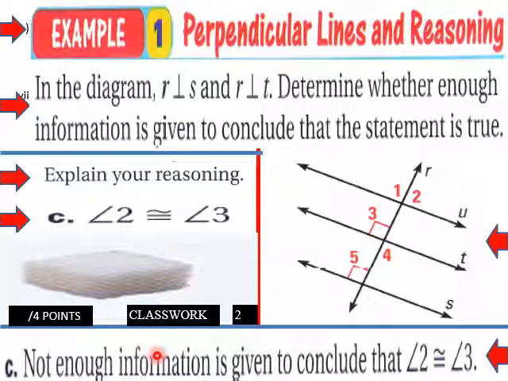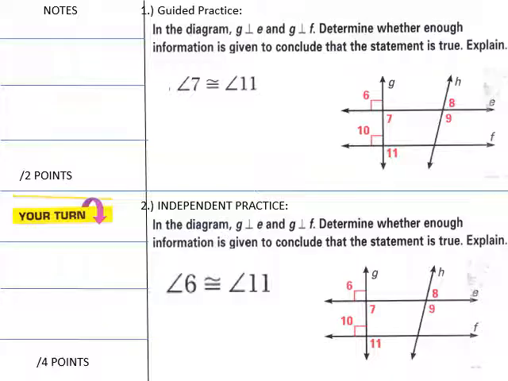And then C: is angle 2 congruent to angle 3? Are they congruent? Not enough information is given to make that conclusion. Okay, on to practice.